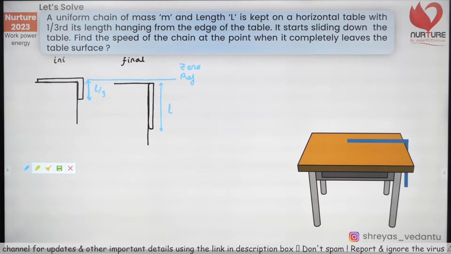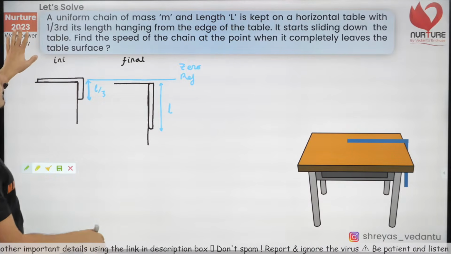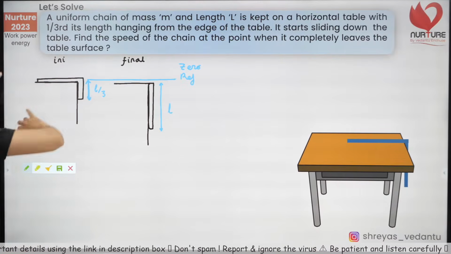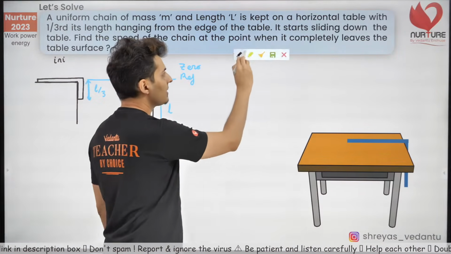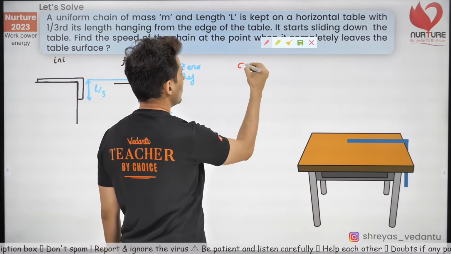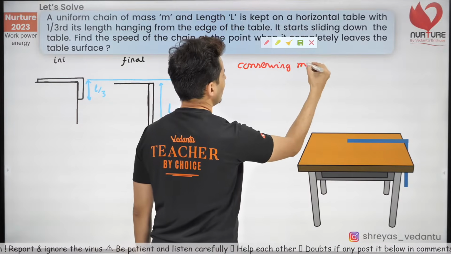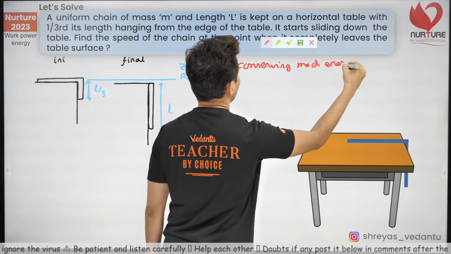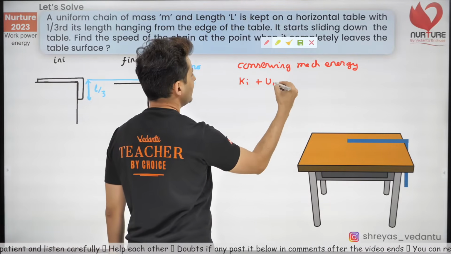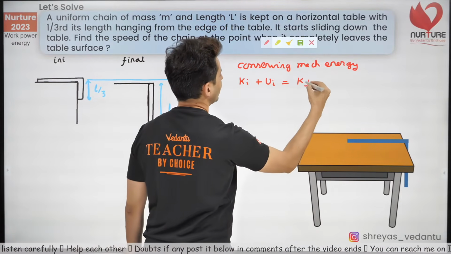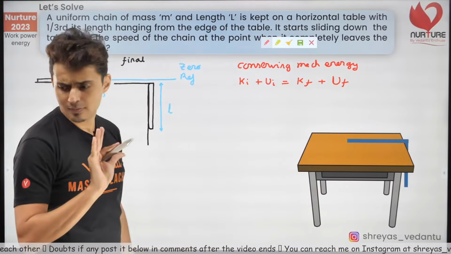Now, because it is on a smooth table, I think that word was missing over there, but let's assume that it is smooth. So I can conserve the energy. So conserving mechanical energy, initial kinetic plus initial potential is final kinetic plus final potential. Fair enough?